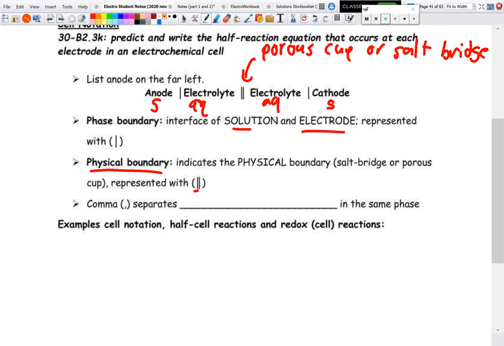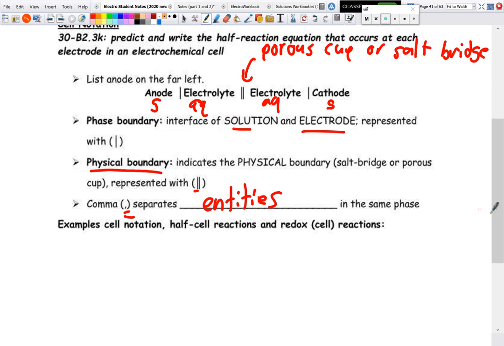Now, it may be switched up on you, so you should always look for the strongest oxidizing agent, reducing agent, which we'll get into later. Now, also you might see commas in there, so this just is going to separate entities in the same phase. So if there's multiple things in solution there, you're going to see commas just separating them.